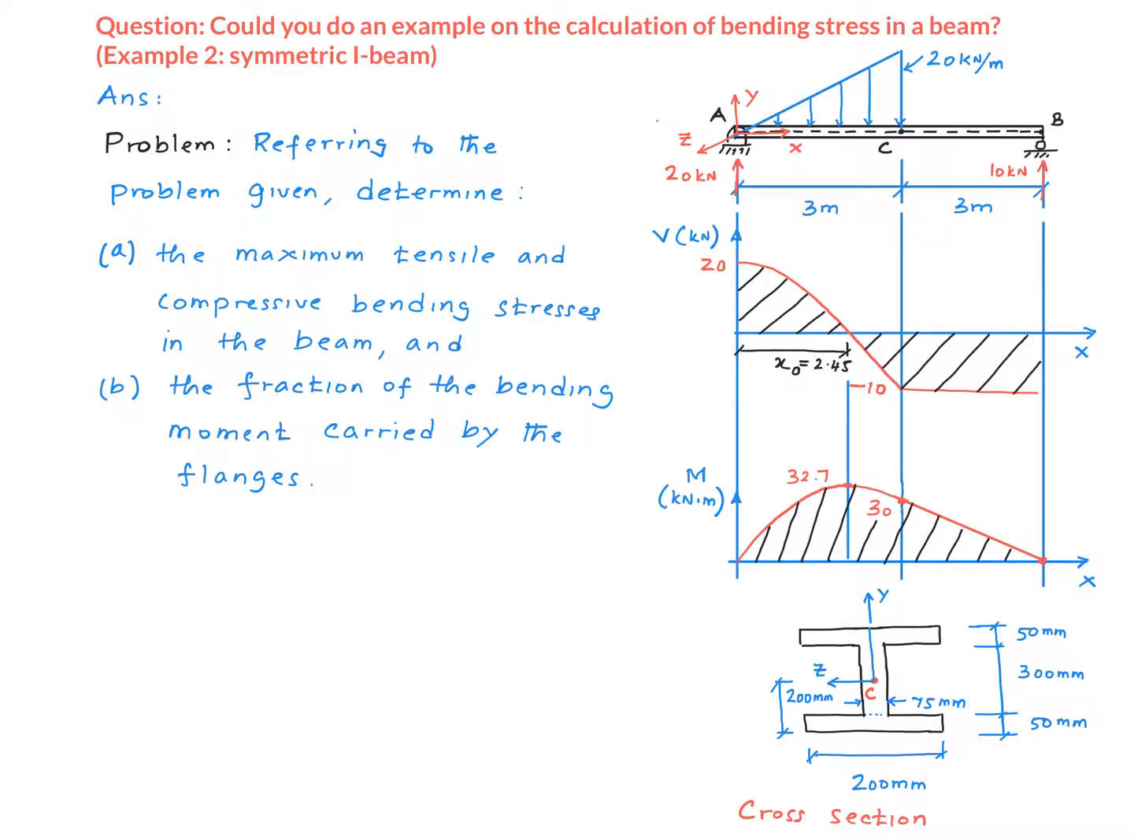The beam is an I-beam with this cross-section. The questions are, number one, to determine the maximum tensile and compressive bending stresses in the beam, and number two, the fraction of the bending moment carried by the flanges.